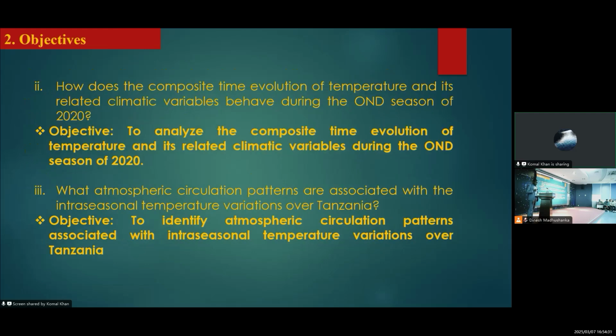The second question is how does the composite time evolution of temperature and its related climatic variables behave during the OND season over 2020? And the objective from this question is to analyze the composite time evolution of temperature and its related climatic variables during the OND season. Third question, what atmospheric circulation patterns are associated with the intraseasonal temperature variation, if it exists? And the objective is to identify atmospheric circulation patterns associated with the intraseasonal temperature variation over Tanzania.